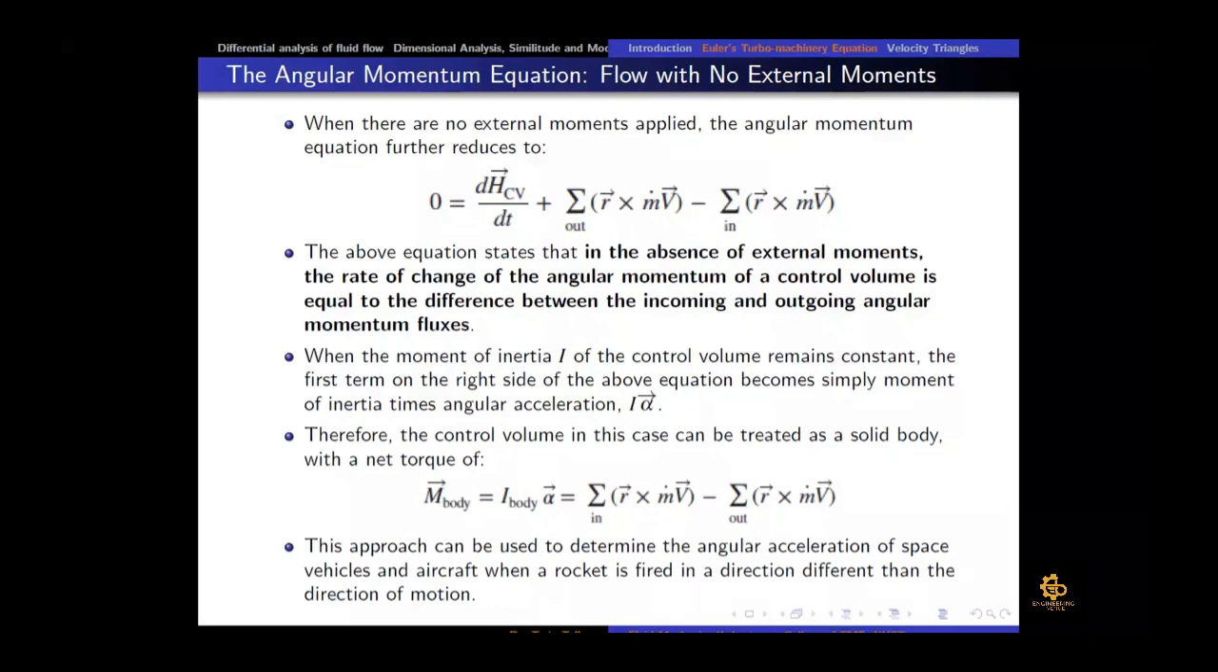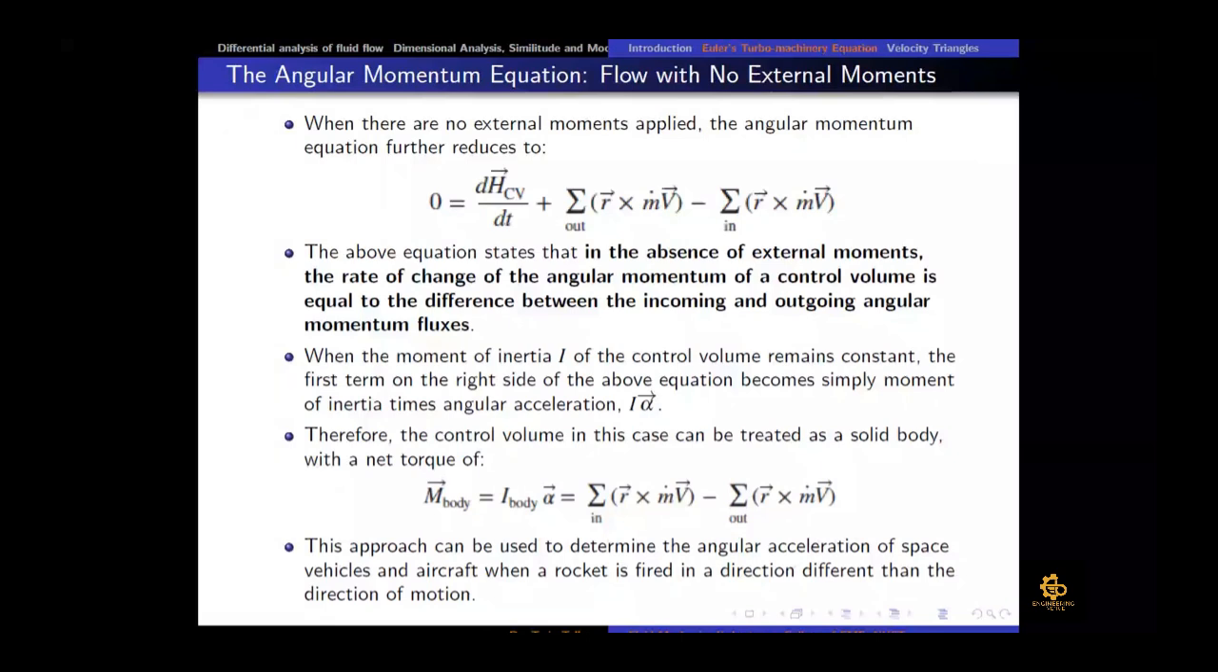So we can use this approach to determine the angular acceleration of a space vehicle or aircraft when a rocket is fired in a direction different than the direction of motion. In that case, because these two quantities would be different, this cross product would be different. So we can determine the angular acceleration for those vehicles from the change in direction. Right. So I hope that this is making sense, because this is just the introductory part.